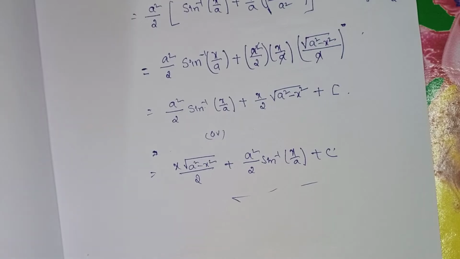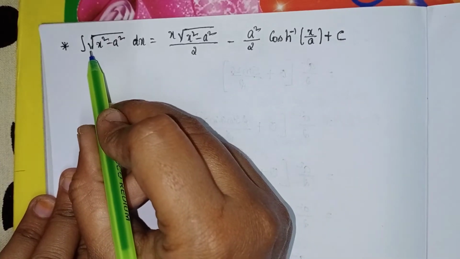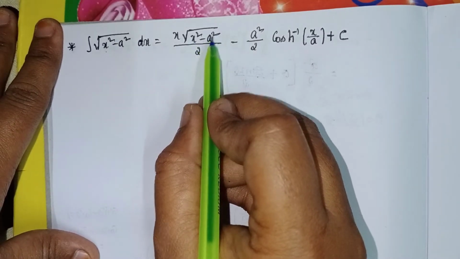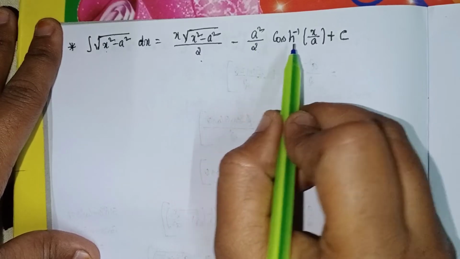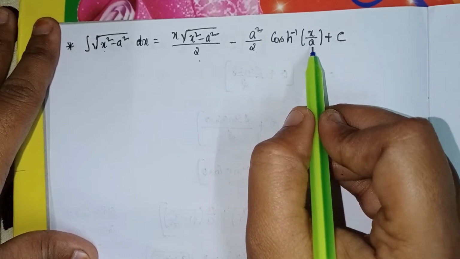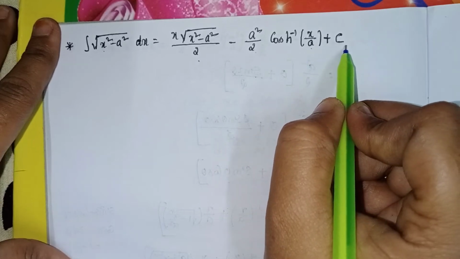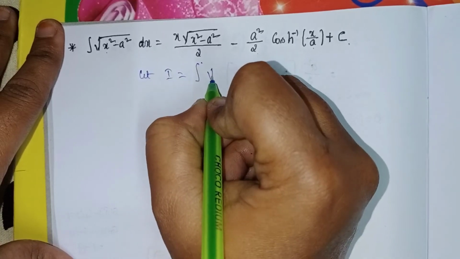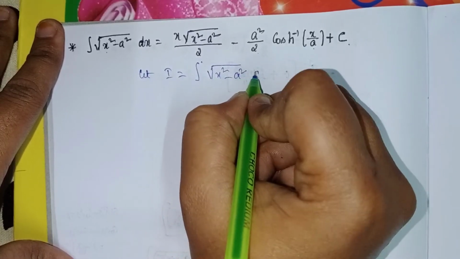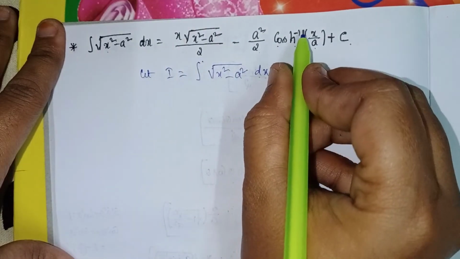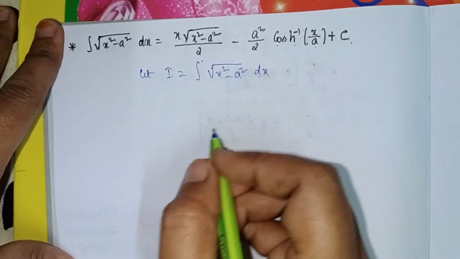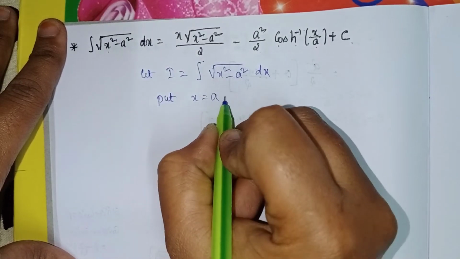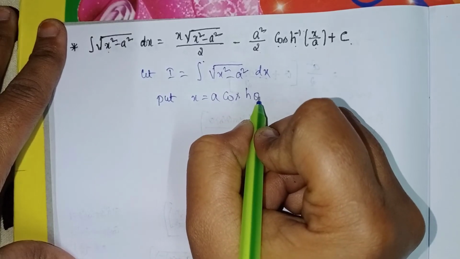Next, another formula. Next one, beta: integral of square root of x square minus a square into dx equals x into square root of x square minus a square by 2, minus a square by 2 into cos h inverse of x by a, plus integral constant. Okay, let you can take I equal to integral of square root of x square minus a square into dx. Here cos h inverse of x by a is there, so that's why I will take, put x equal to a into cos h theta.